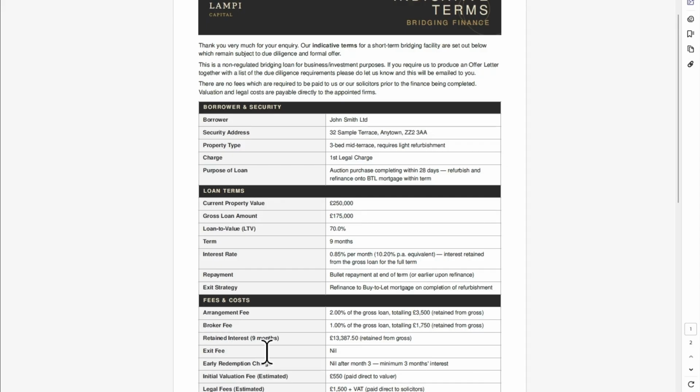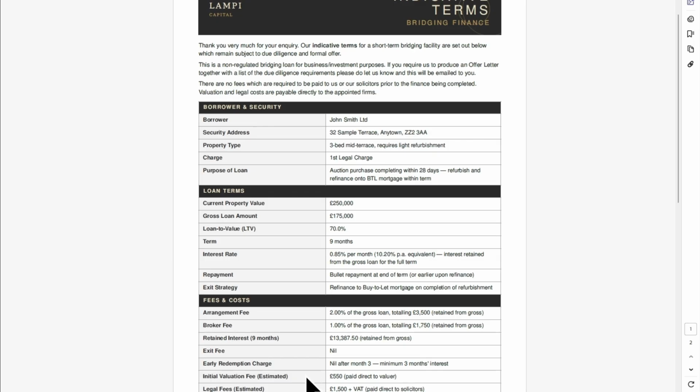Then any early redemption charges. Again, this is an important one because they'll hide additional charges elsewhere. So let's say you've got a 12-month loan. Some lenders will charge a certain amount of months as a minimum interest. So if you borrowed the money for 9 months and repaid it after one, in this example, you'd still have to pay 3 months worth of interest. The 3 months is the most common minimum term, but there are some lenders that will do a minimum interest of half of the term, for example. So keep an eye on that.